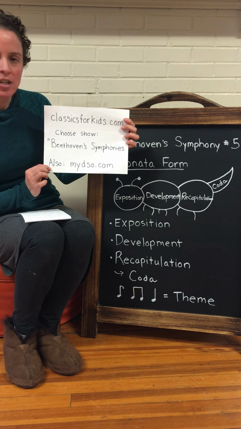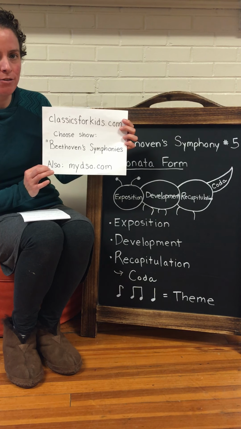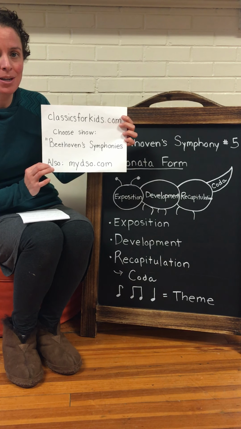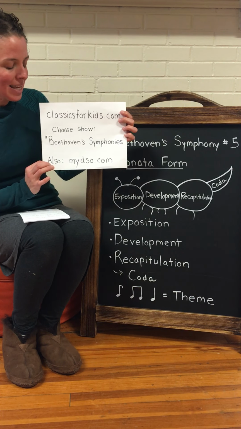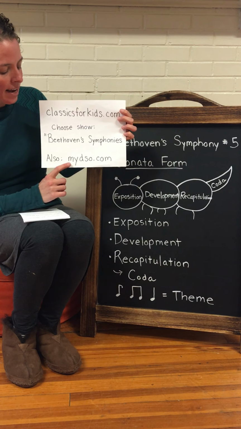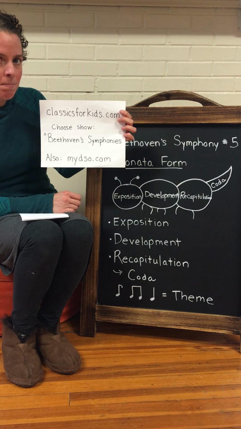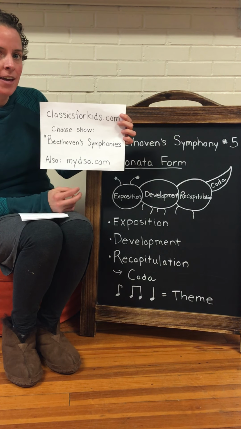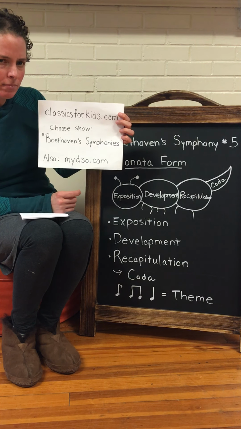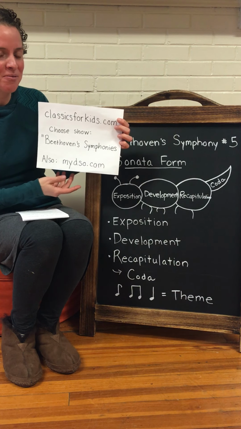Also, I wanted to mention another resource. The Dallas Symphony Orchestra has a wonderful educational kids website where your child can go and learn all sorts of cool things and do some interactive activities. So I want to highlight that now. It is mydso.com, and they also have a big packet for Beethoven. I think it's called Beethoven 250. So anyway, check that out.